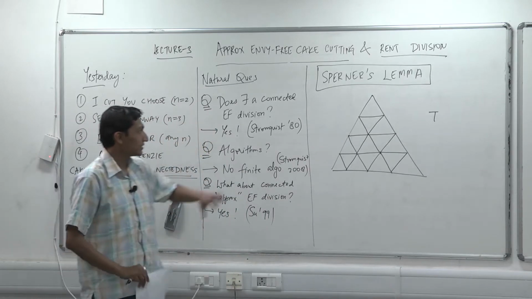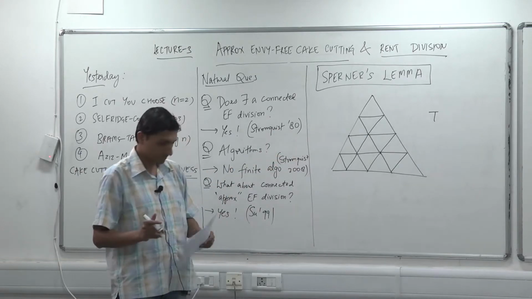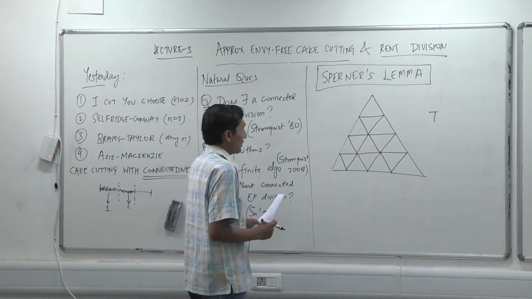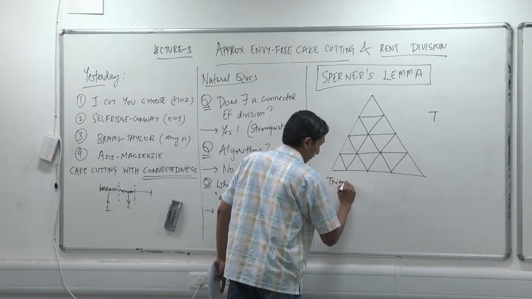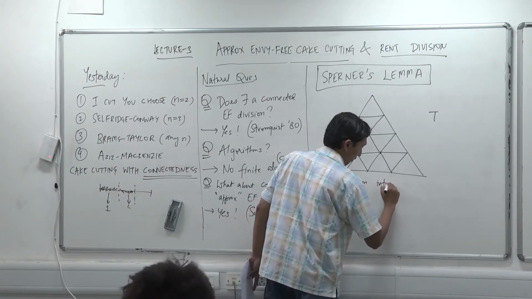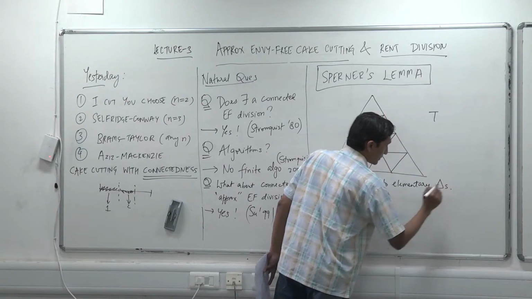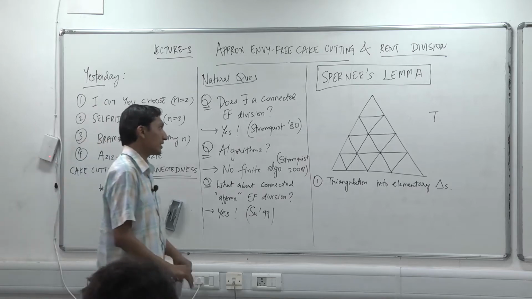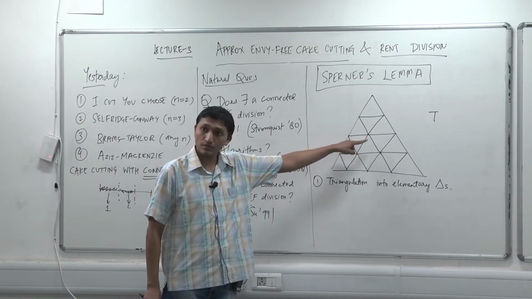And you can make this division as fine as you want. You can just subdivide each triangle. So that's one thing: you start with a triangulation into elementary triangles. There's another component that Sperner's lemma needs, which is that we are going to assign labels to each of these vertices.